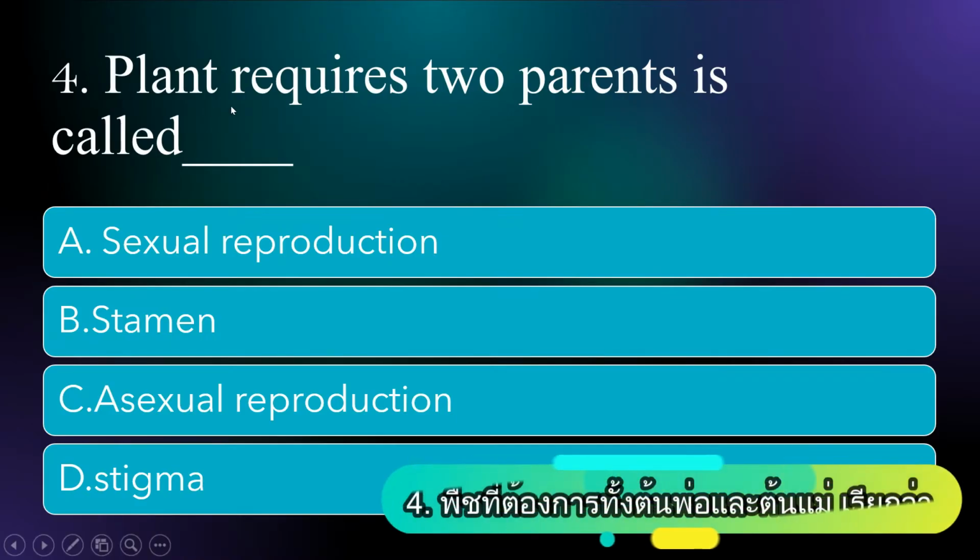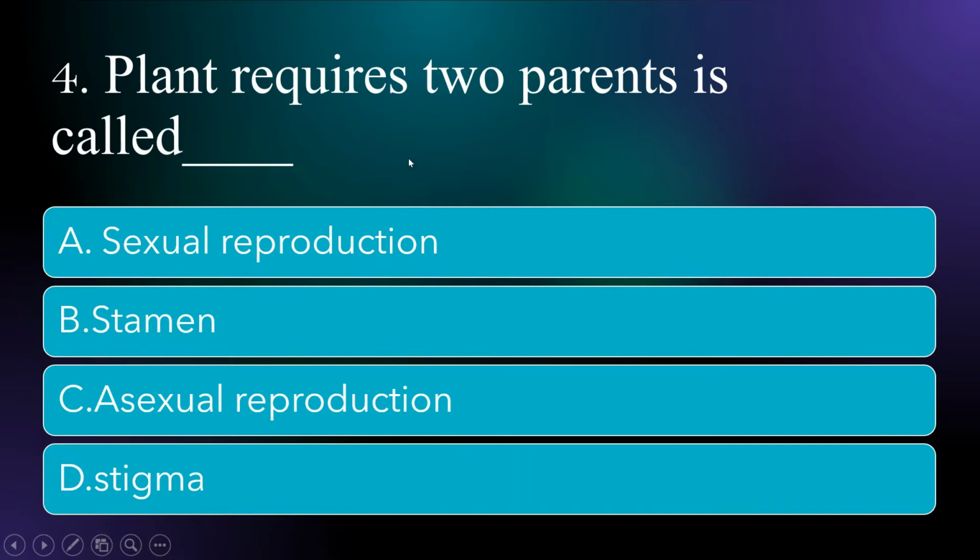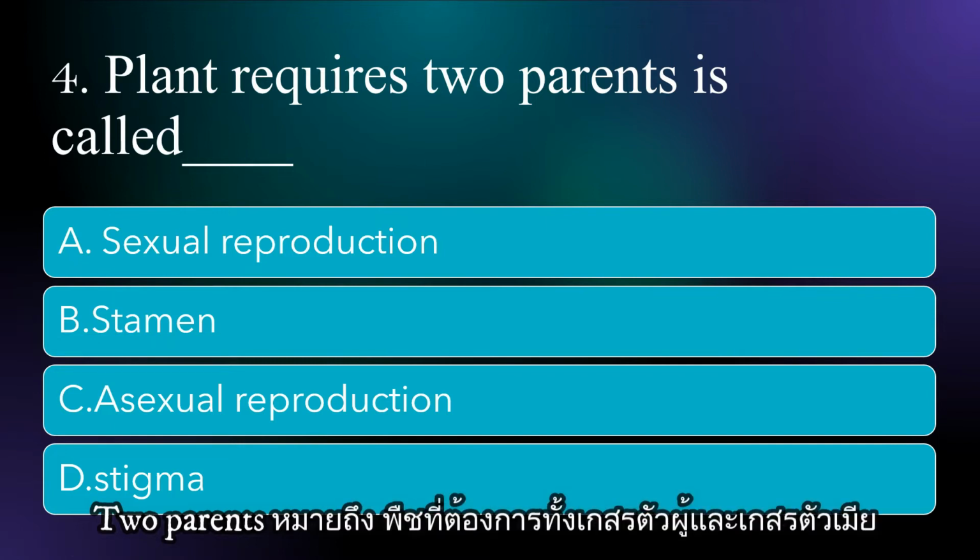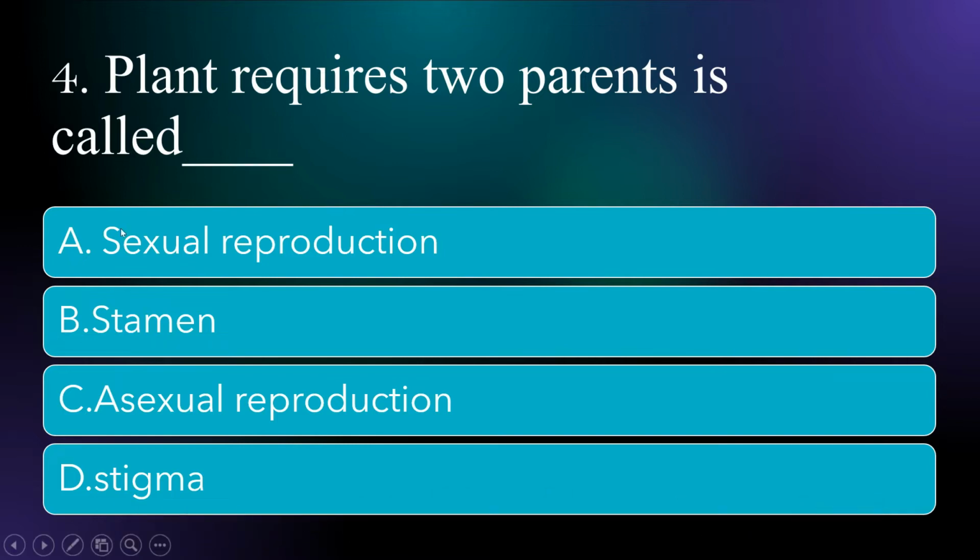Number 4. Plant requires two parents is called, two parents means the plant should have pistil and stamen, or stamen and pistil. Okay, it should have two parents. How do you call them? A. Sexual reproduction. B. Stamen. C. Asexual reproduction. D. Stigma. Okay.